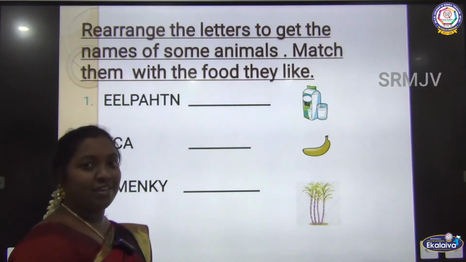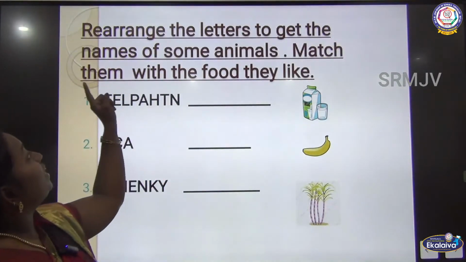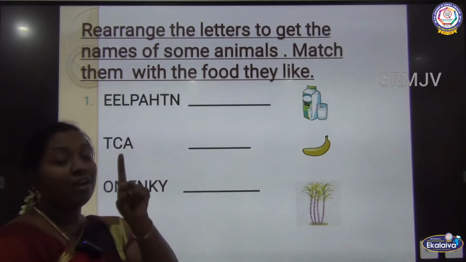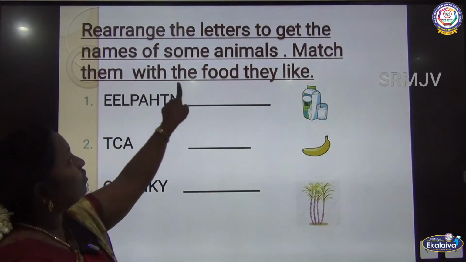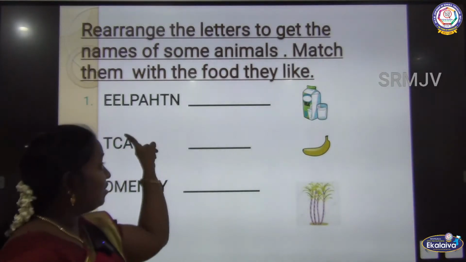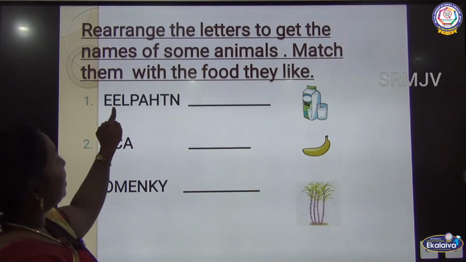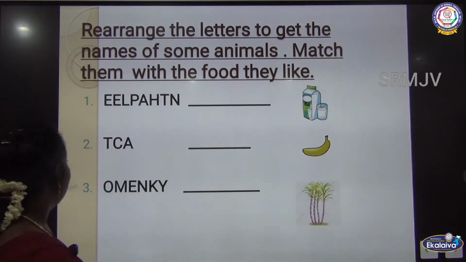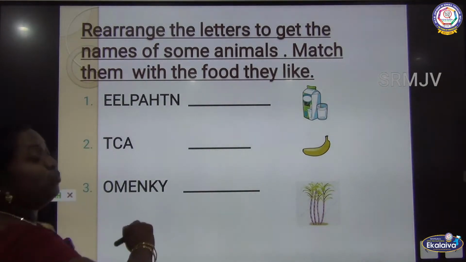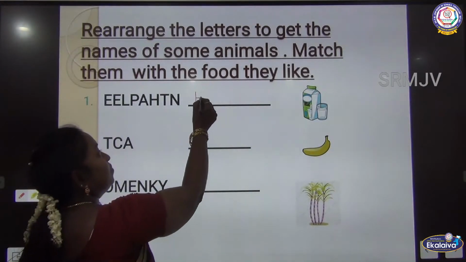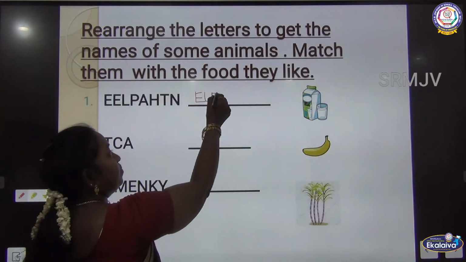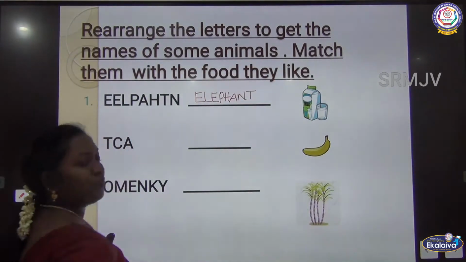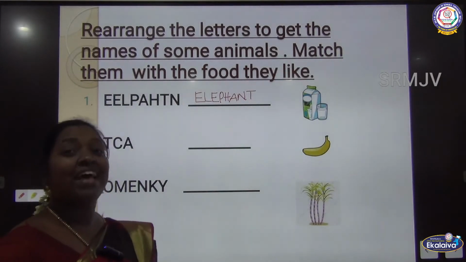Before getting to the content of the lesson, can you rearrange the letters to get the name of some animals? If you rearrange these letters in a word, you will get the name of an animal. Then match them with the food they like. So first rearrange this, then we will do the match. ELEPHAN. If you arrange it, can you guess what animal you will get here? Listen, elephant. So when you rearrange, you got the name of an animal: elephant.